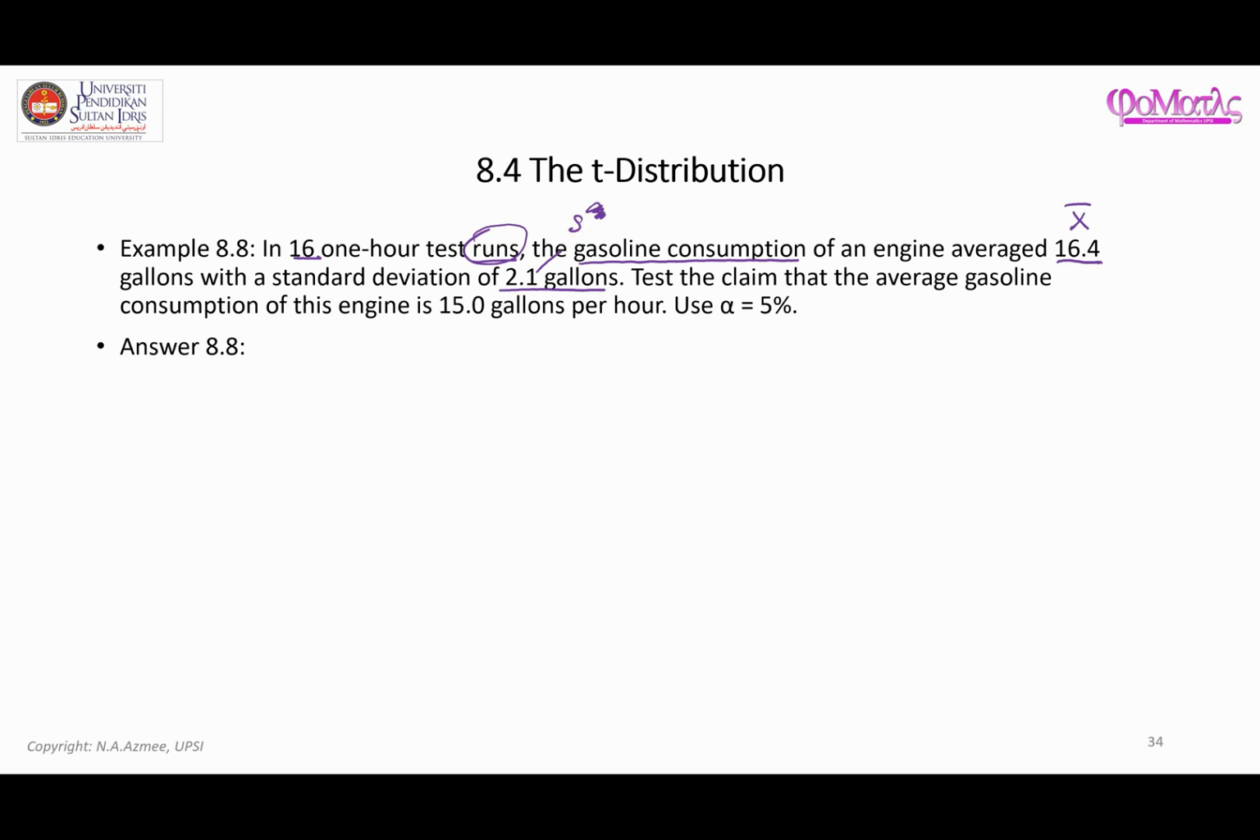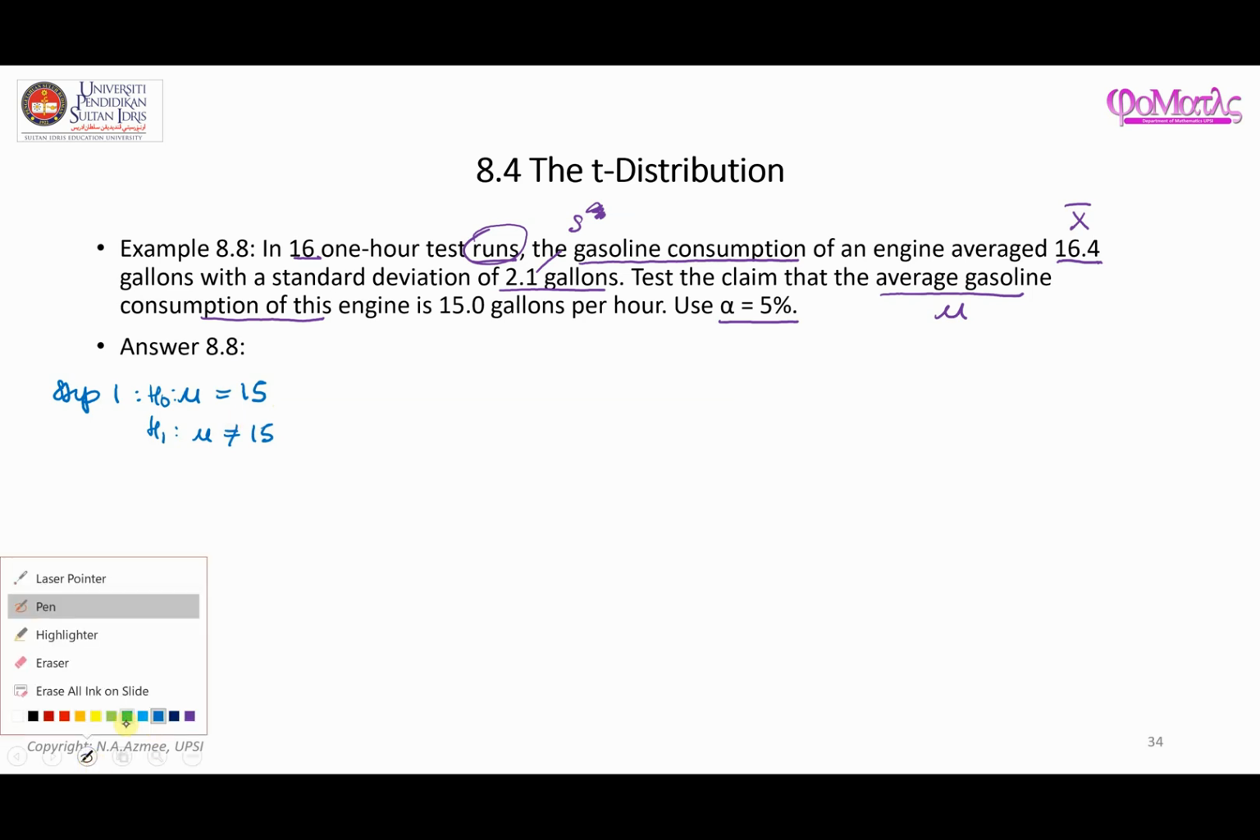So, test the claim that the average gasoline consumption of this engine is 15 gallons per hour. You're going to test the claim about mu, the population mean, where mu is equal to 15, and use alpha 5%. In the first step, we start off with formulating the hypothesis statements. H null is mu equal to 15, and H1 is mu not equal to 15. The statements have to be contradictory.